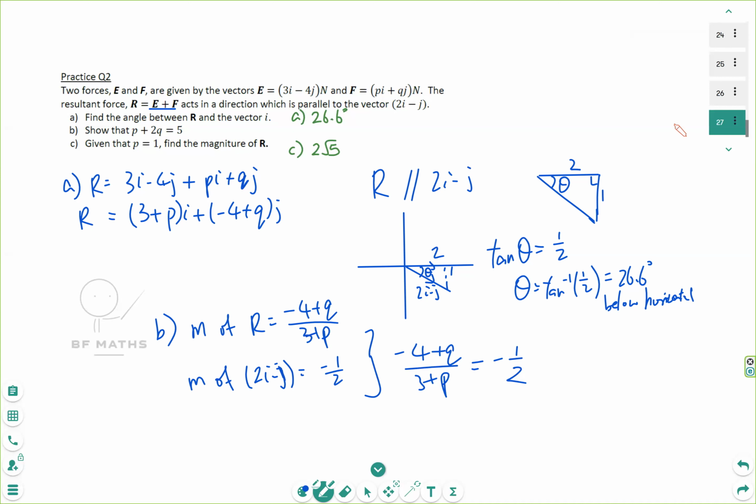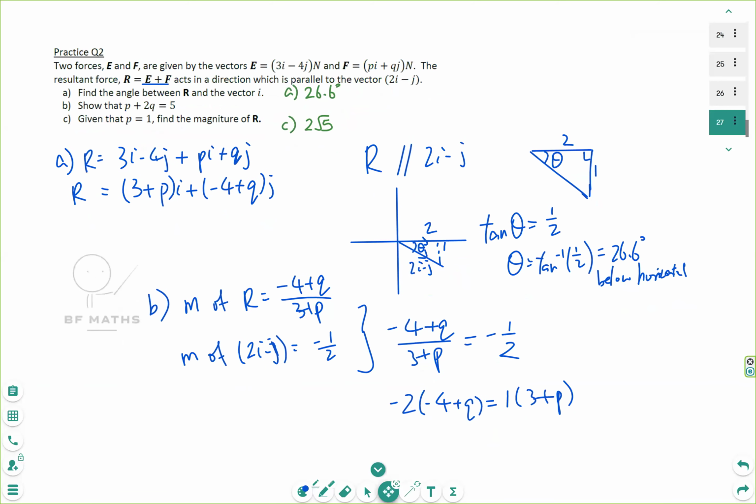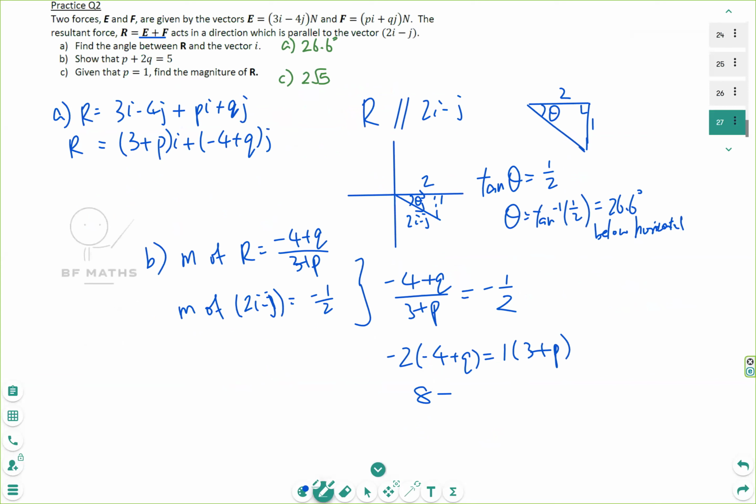I cross multiply: minus 2 times minus 4 plus q equals 1 times 3 plus p. Expand the bracket: 8 minus 2q equals 3 plus p. So bring the p and q to one side. Bring q to the right hand side, keep the constant on the left hand side. So bring the 3 to the left: 5 equals p plus 2q, which is the same as the question.